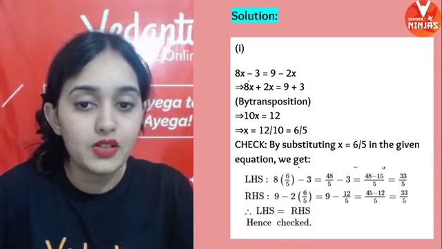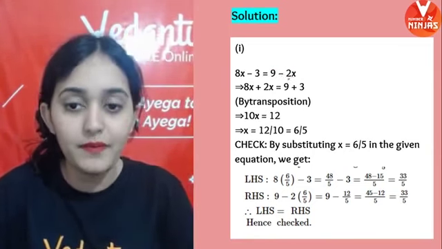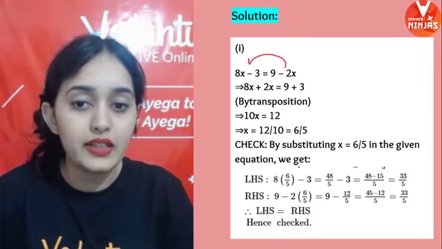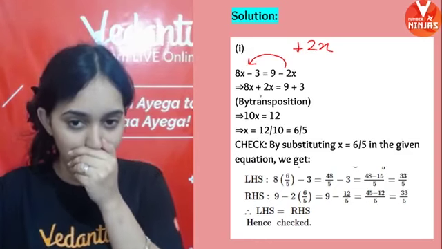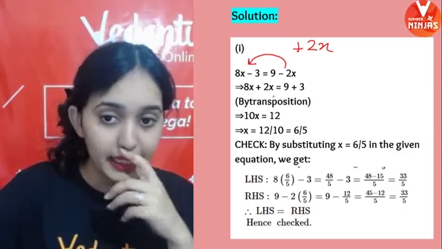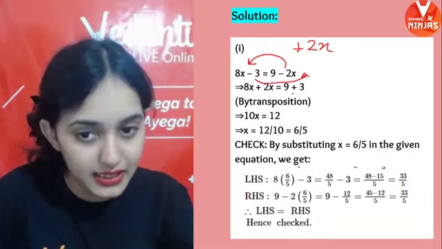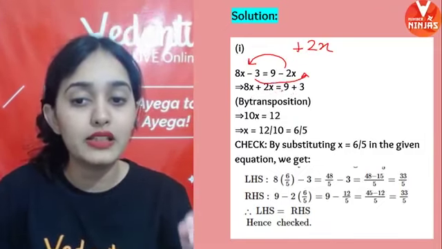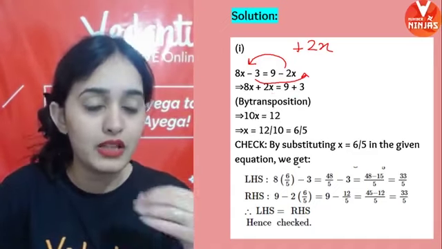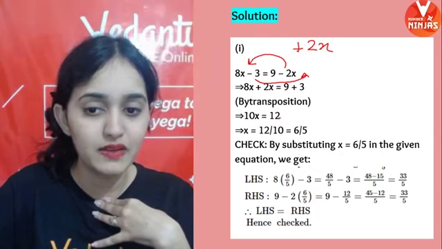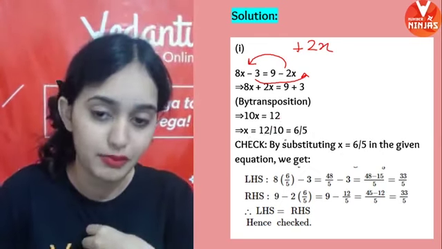What all variables do you see? 8x and 2x. So let's get them on one side, that is the left hand side. Minus 2x, when it goes to the other side, becomes what? Plus 2x, right? 8x plus 2x. Now minus 3, when it goes to the other side, will become plus 3. So 8x plus 2x is equal to 9 plus 3 by the transposition method. So 8x plus 2x will be 10x, 9 plus 3 will be 12, x will be 12 by 10, that is nothing but 6 by 5 simplified.